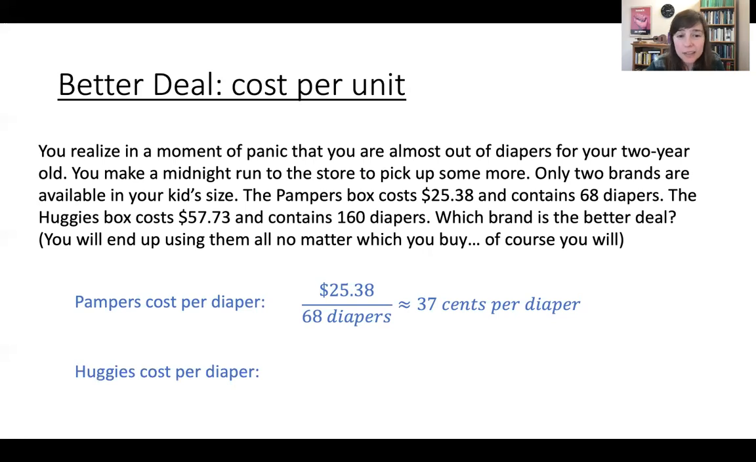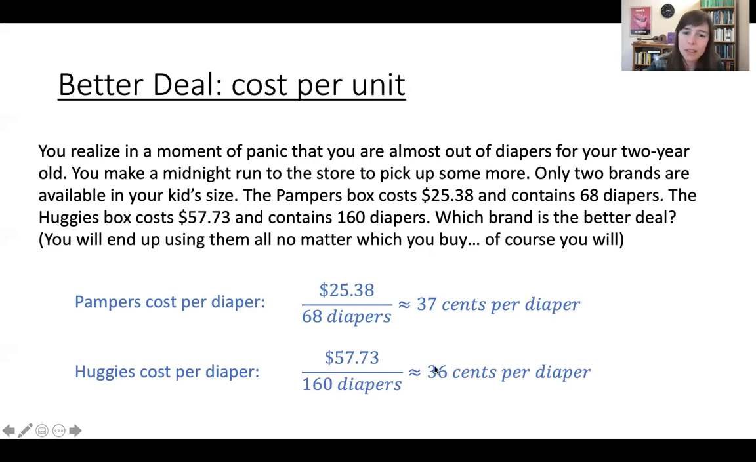And then the Huggies box is $57.73. And that buys you 160 diapers. So the cost per diaper is 57.73 over 160 diapers. That's 36 cents per diaper. So Huggies would be the better deal in this case.